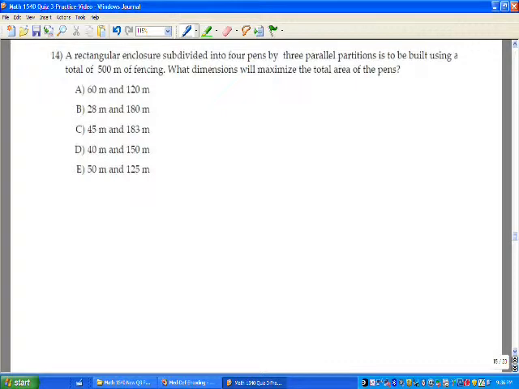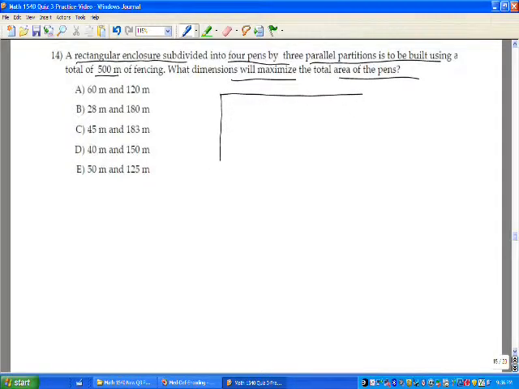Now, problem 14 is a geometric problem. We want to make a rectangular enclosure subdivided into 4 pens by 3 parallel partitions. And we need to build this enclosure with a total of 500 meters of fencing. That's all we have. And then we want to know the dimensions which will maximize the total area. So first of all, we need to draw the rectangular enclosure.